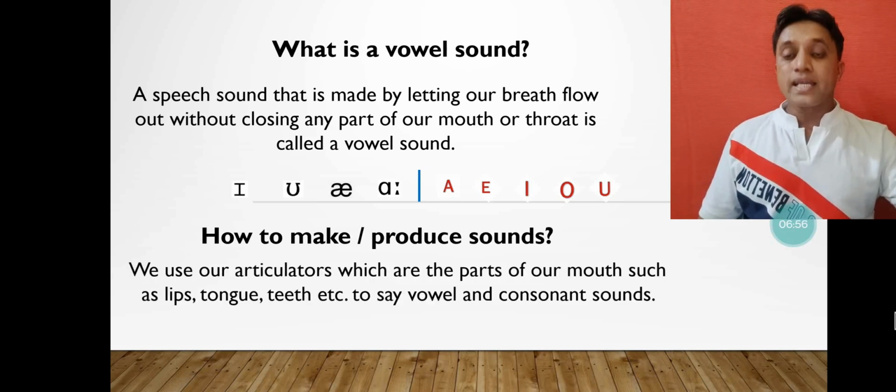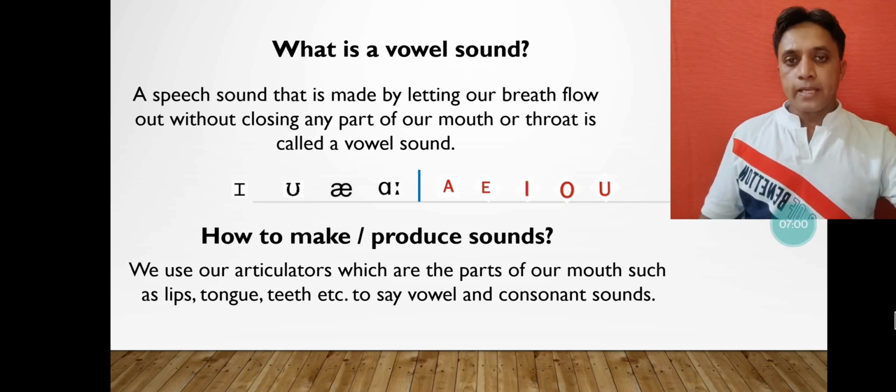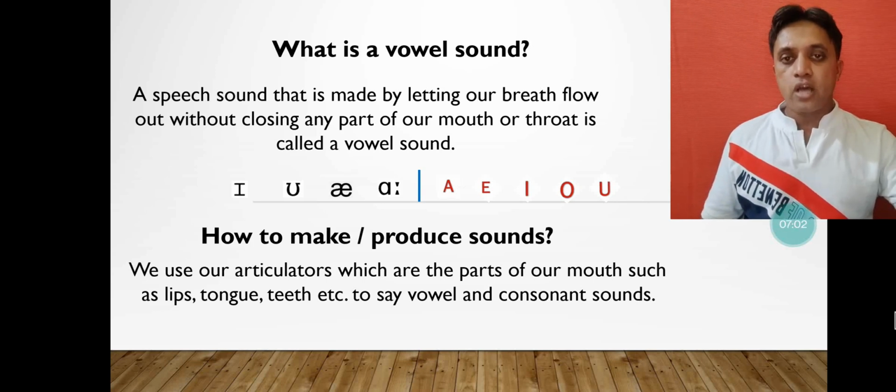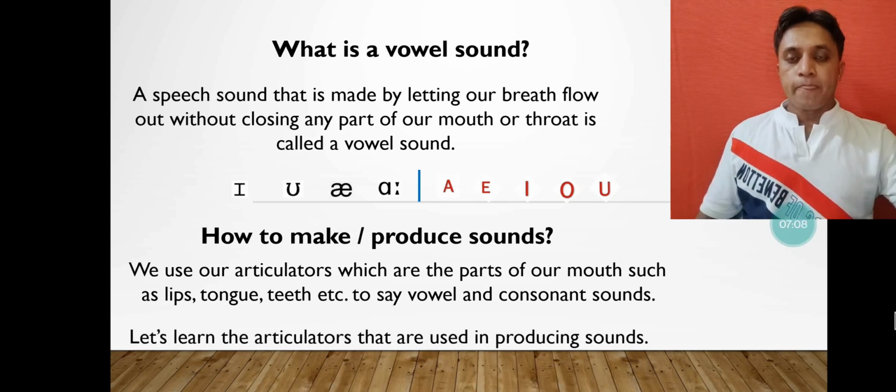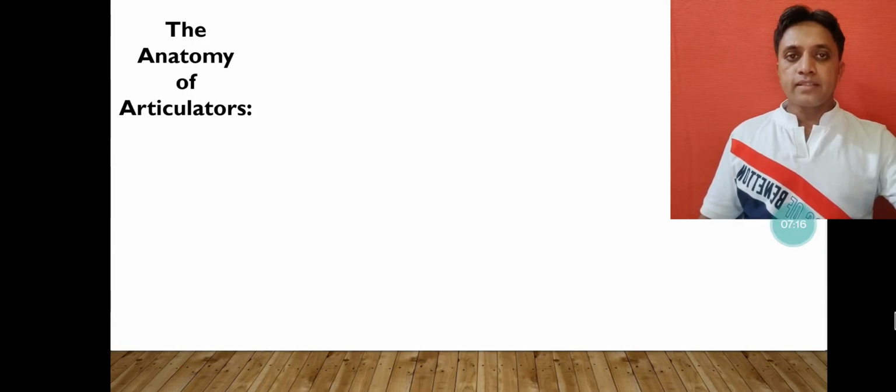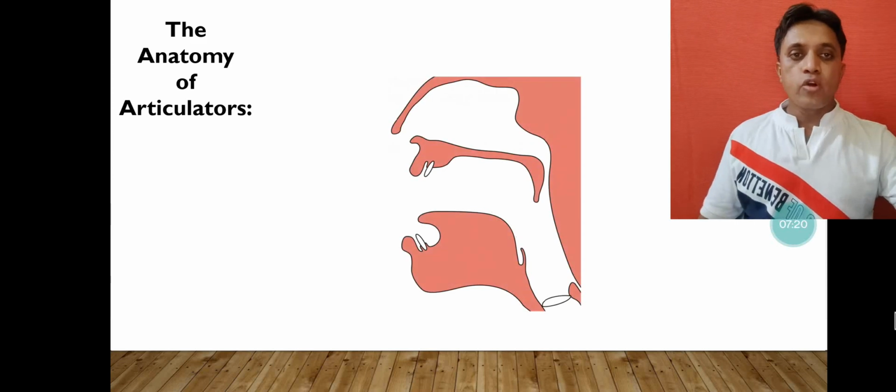Now, how to make or produce the sounds of the English language? We use our articulators, which are the parts of our mouth, such as lips, tongue, teeth, etc., to say vowel and consonant sounds of the English language. Let's learn the articulators that are used in producing sounds of the English language with the help of this diagram. Here's the anatomy of articulators. This is a side view of our mouth showing different parts of it.